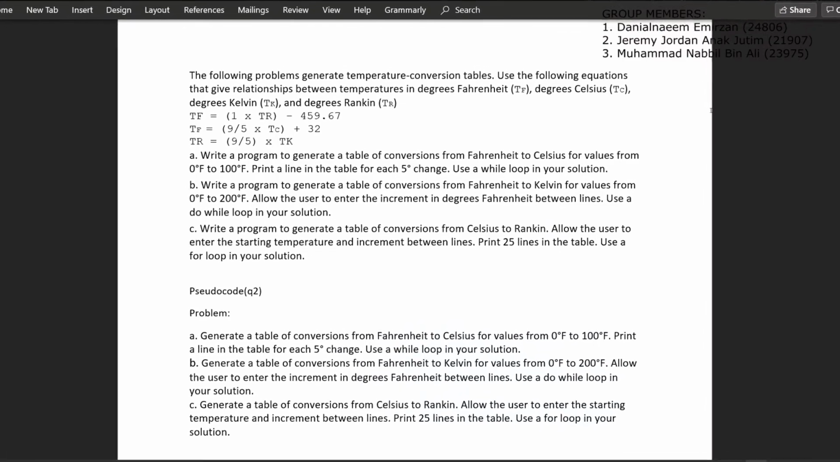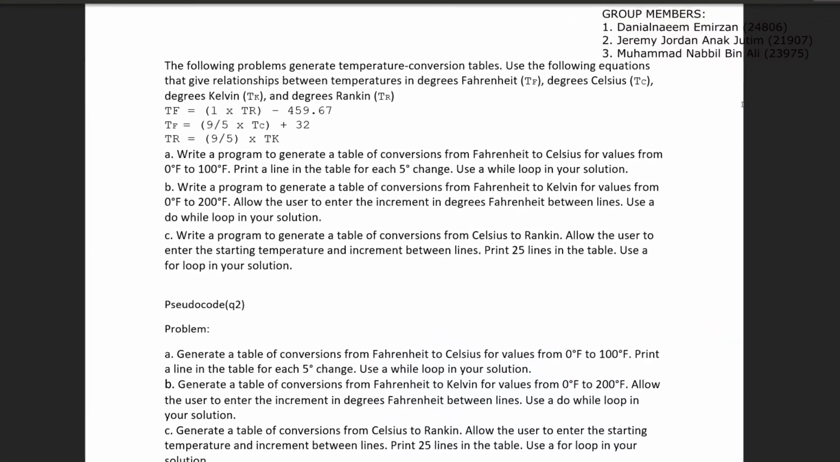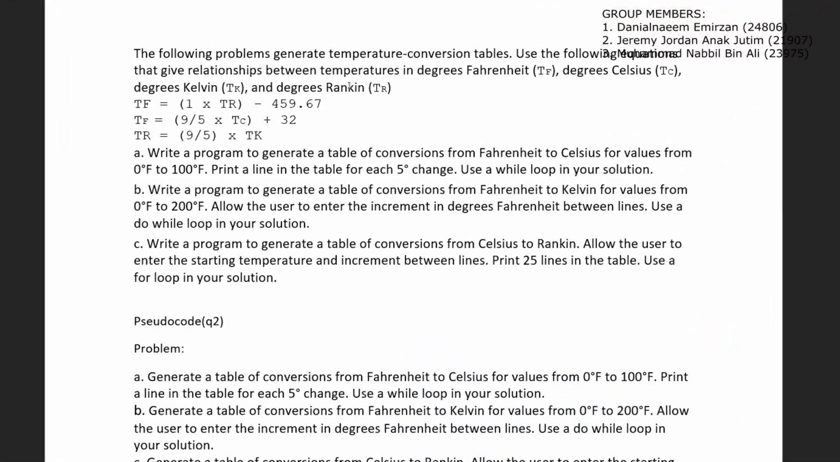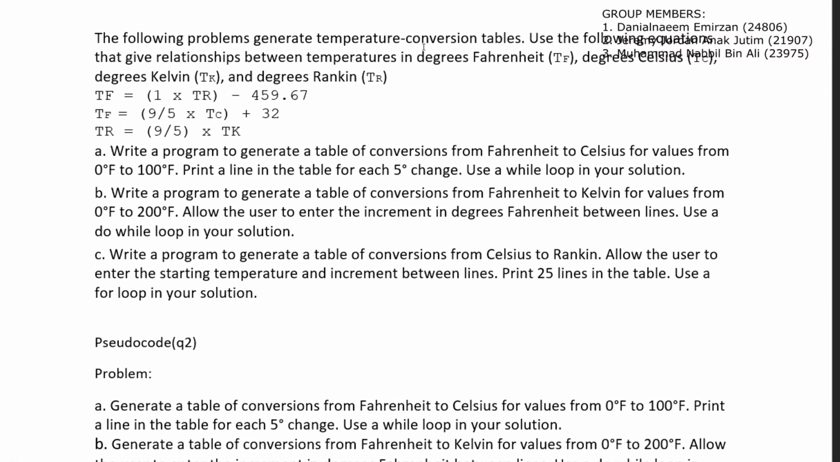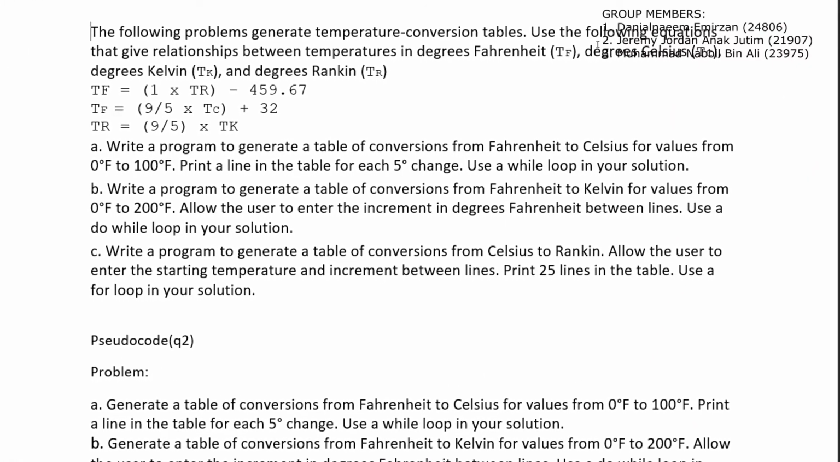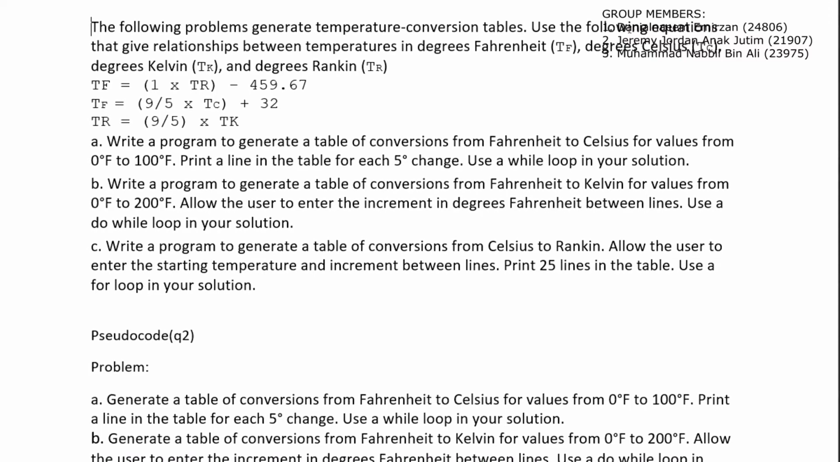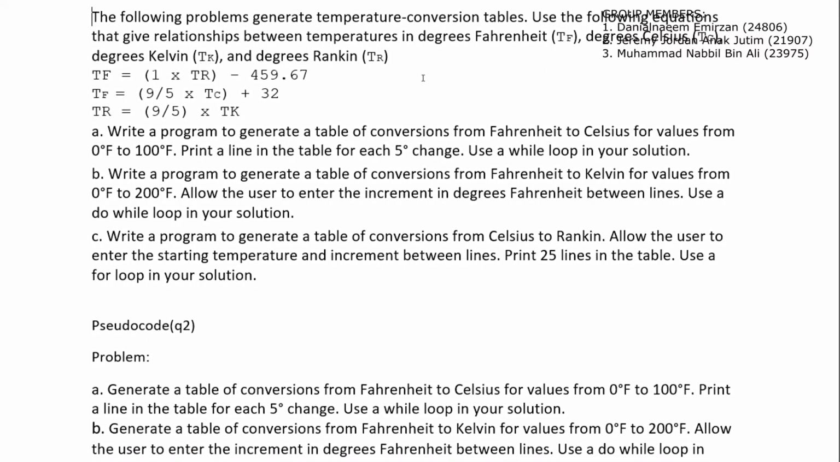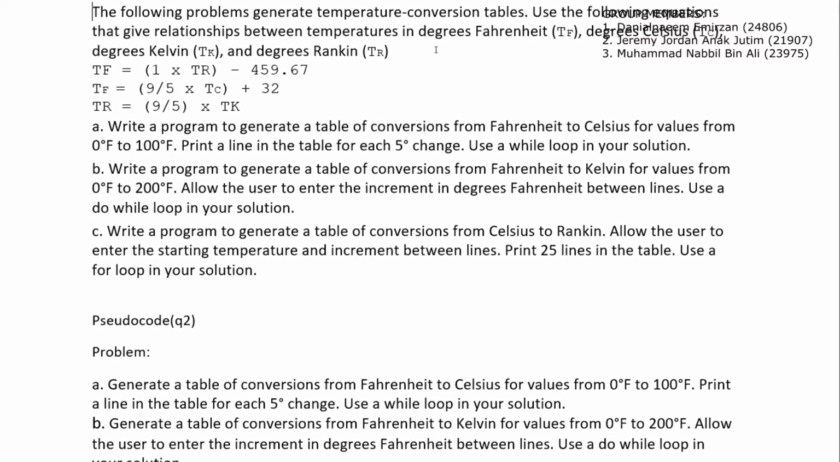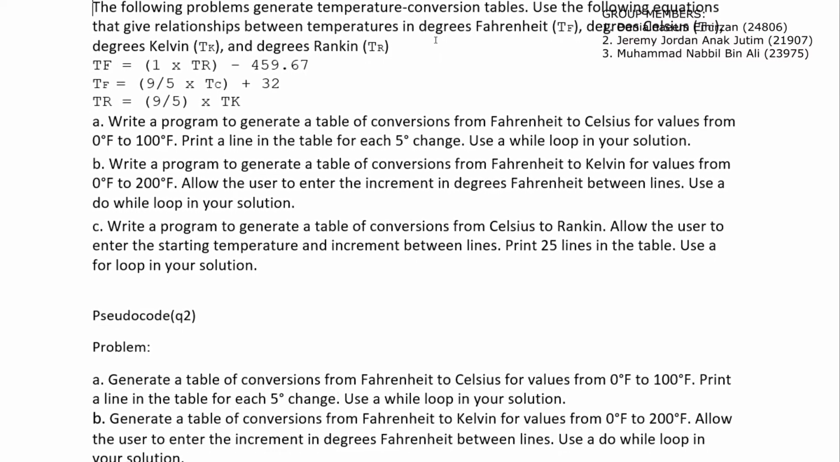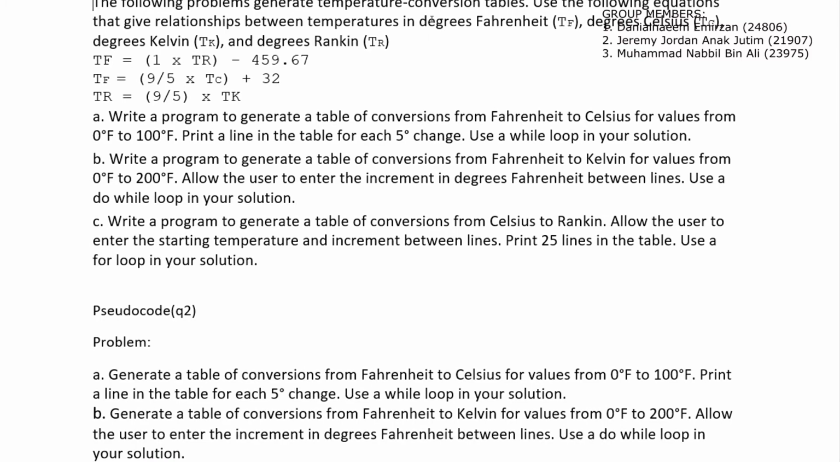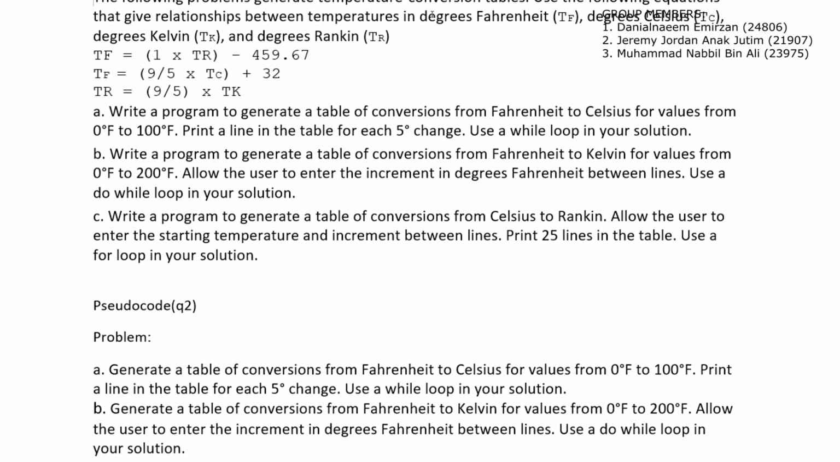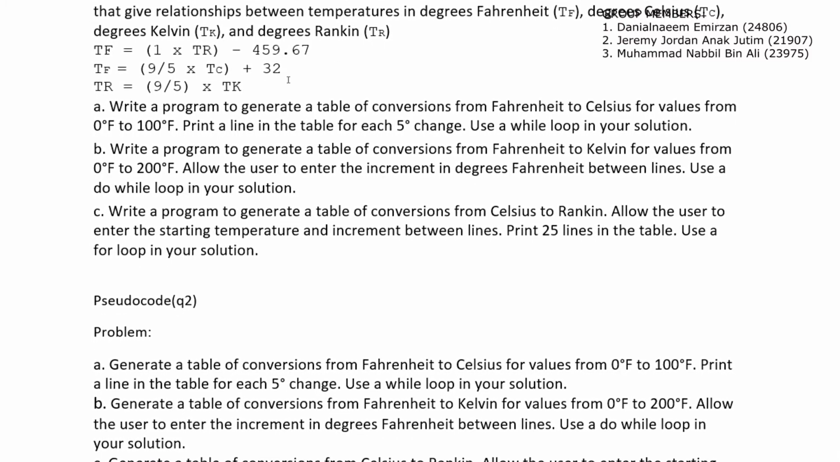The following problem is to generate a temperature conversion table. Use the following equations that give the relationship between temperature in degrees Fahrenheit TF, degrees Celsius TC, degrees Kelvin TK, and degrees Rankine TR. So the formula for degrees Kelvin is TK equal to 1 times TR minus 459.67.